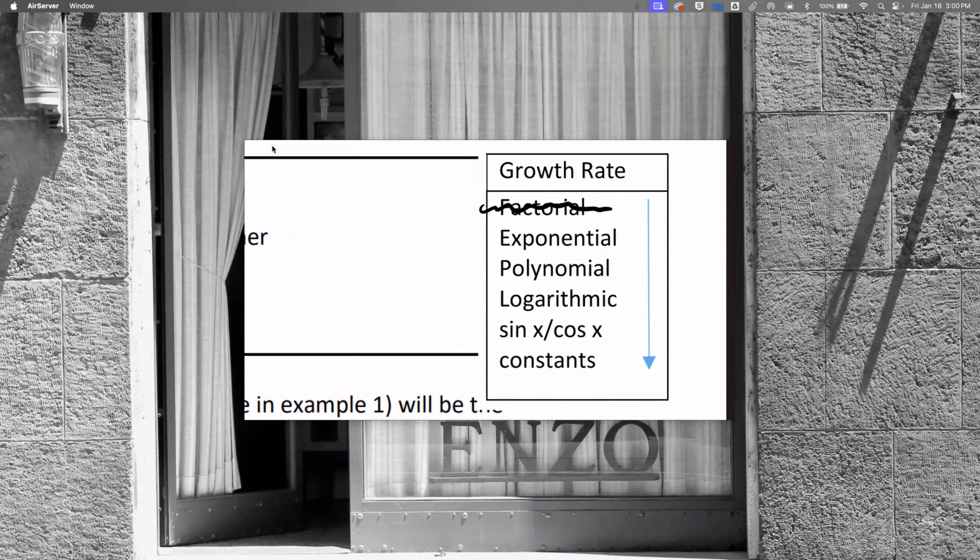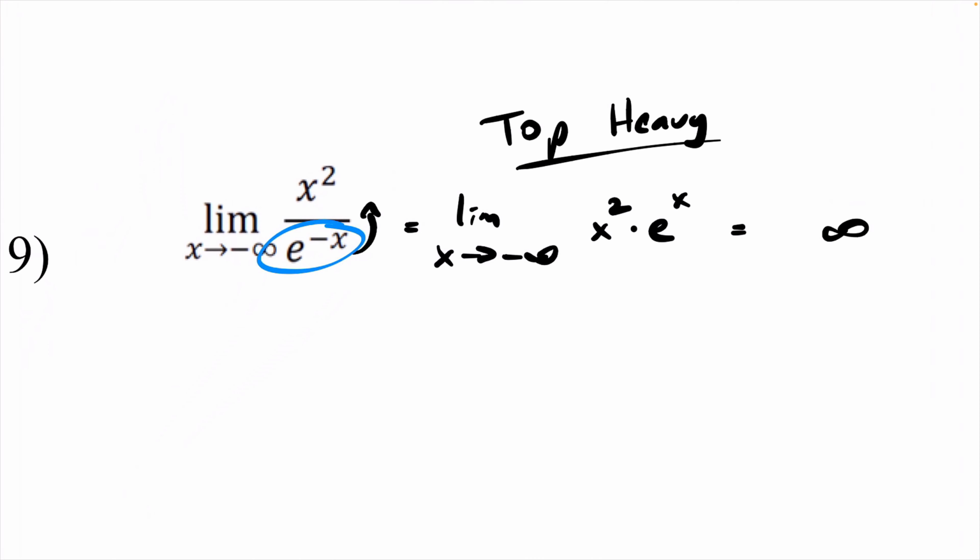So we know the answer, since it's top heavy, is either going to be positive infinity or negative infinity. So what type of numbers am I plugging in for x? Negative, right? Very big negatives. So if I plug in a really big negative here for x squared, is that going to become a positive or negative number when I plug it in? Positive. Squared, it's going to be positive. And then if I plug in a really big negative there, is that going to be a positive or negative number?